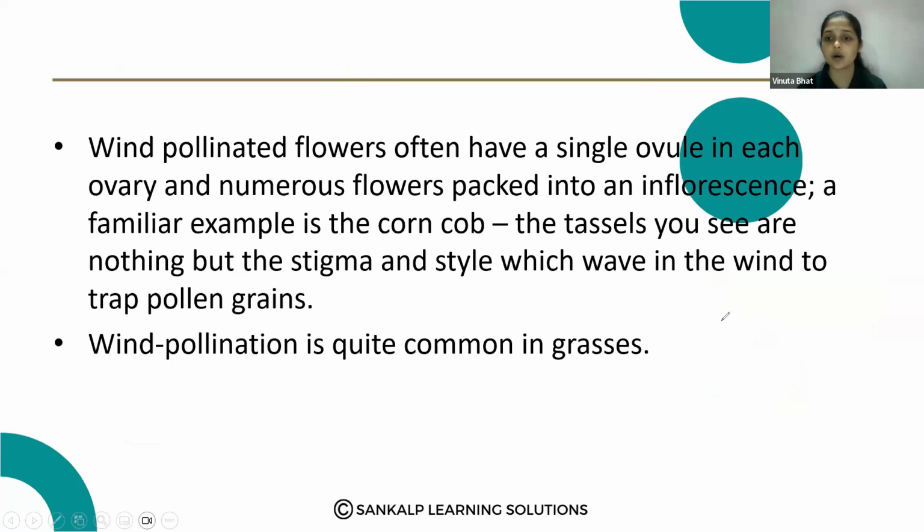So, in corn cob, the tassels that you see, like this hair-like structure, that is nothing but the stigma and the style which wave in the wind to trap the pollen grains. So here the wind pollination that commonly we can see in grasses.